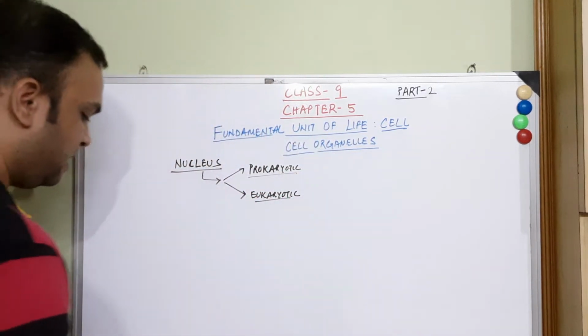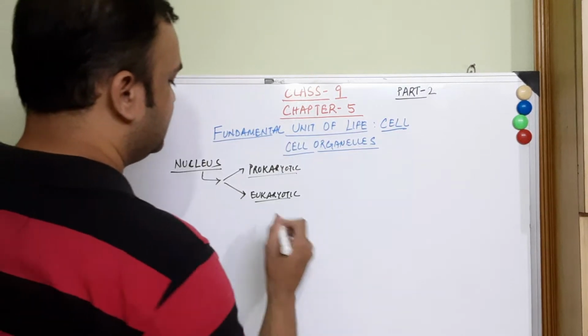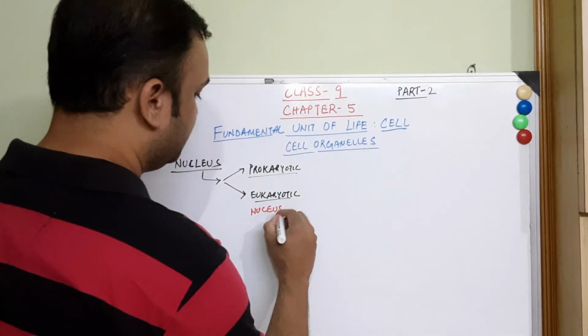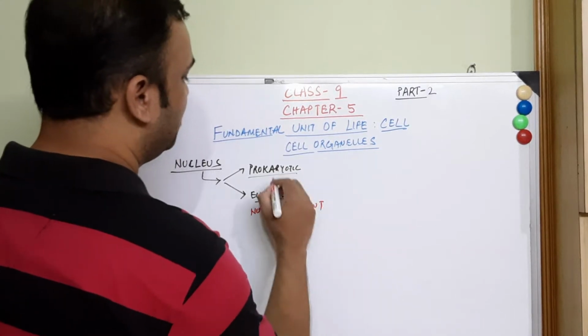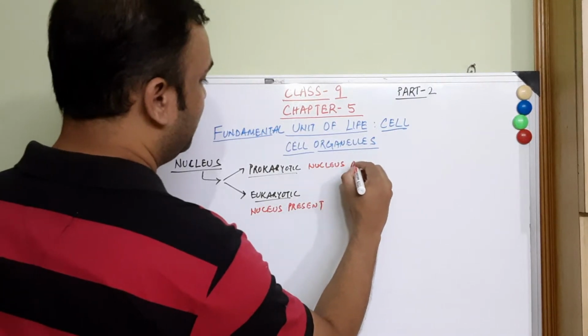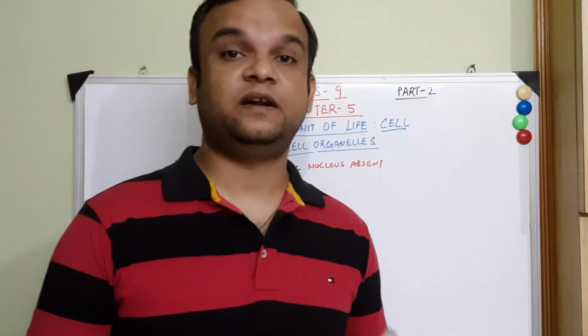And you should know that if the nucleus is present in a cell, that is called a eukaryotic cell. So the nucleus is present, whereas if the nucleus is not present, then the cell is called prokaryotic. If there is no nucleus, how does this cell work? How are the prokaryotic cells able to survive?